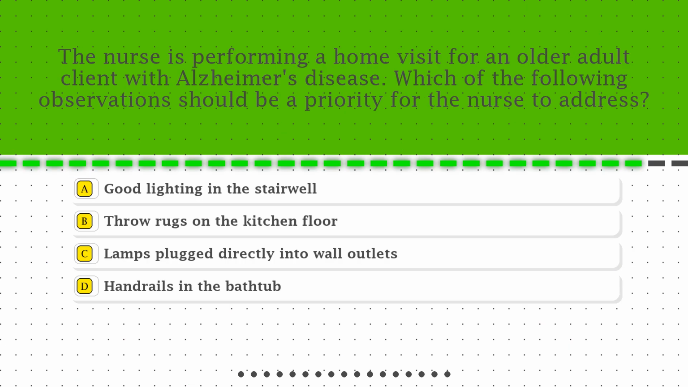Question 11. The nurse is performing a home visit for an older adult client with Alzheimer's disease. Which of the following observations should be a priority for the nurse to address? Option A. Good lighting in the stairwell. Option B. Throw rugs on the kitchen floor. Option C. Lamps plugged directly into wall outlets. Option D. Handrails in the bathtub.